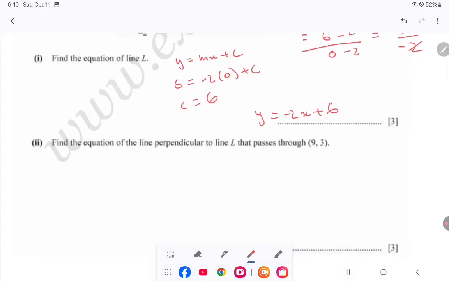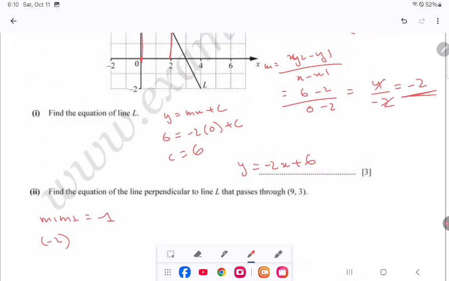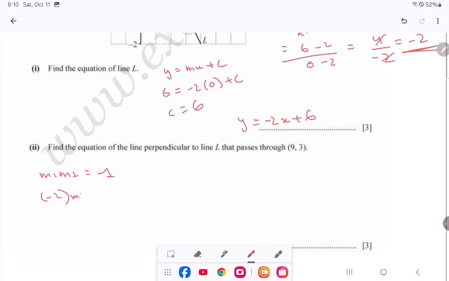Find the equation of the line perpendicular to the line, passing through the given point. For the slope of a perpendicular, m1 times m perpendicular is equal to negative 1. m1 we just calculated is negative 2 right here. So m perpendicular = -1 divided by -2. Positive half is the slope of the perpendicular. Points are given.